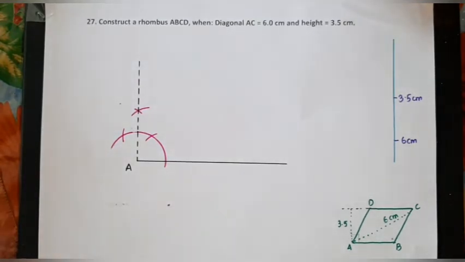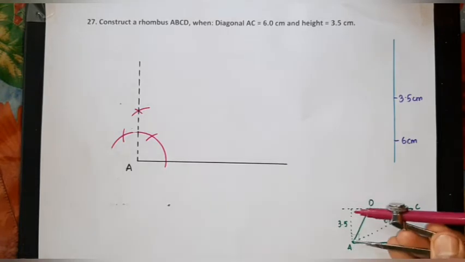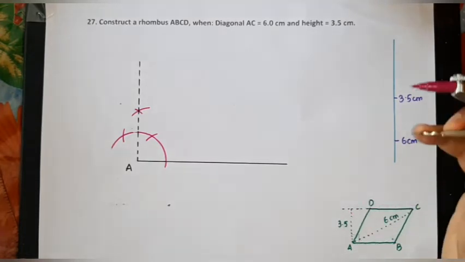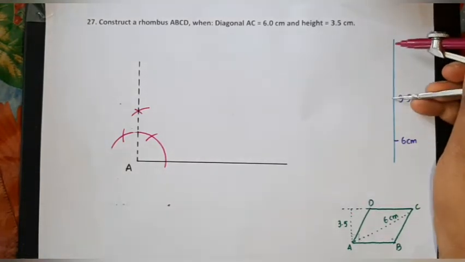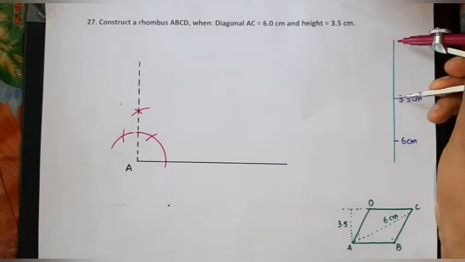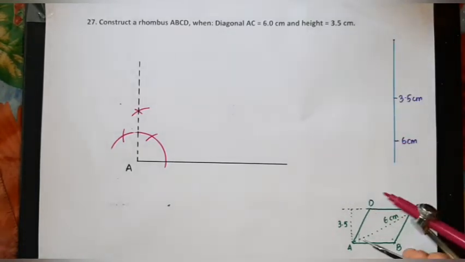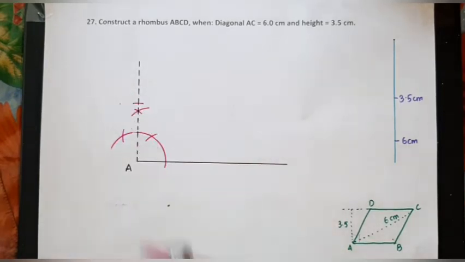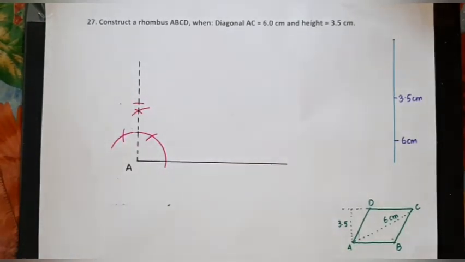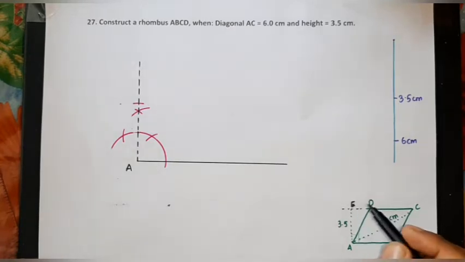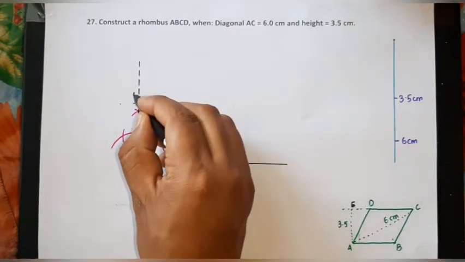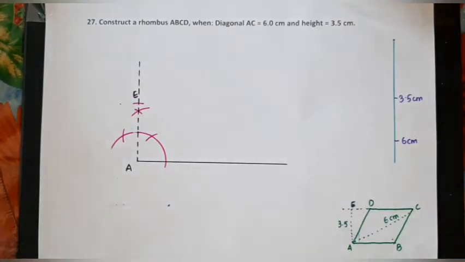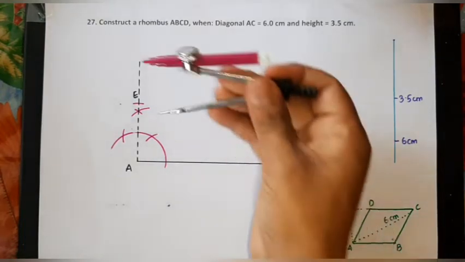We have to take the height to be 3.5. So let me take the radius to be 3.5, and this has to be 3.5, so that's why I'm cutting at this point, and this point of intersection, let me name it as E. So this is my point E. As usual, what am I going to do? I'm going to construct a 90-degree angle at E.